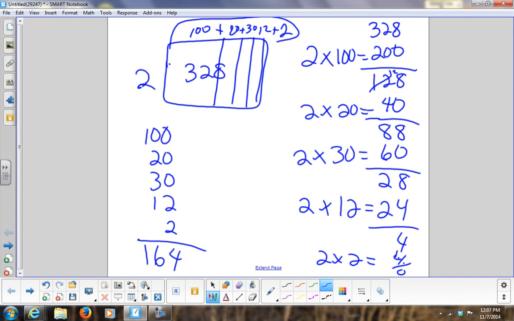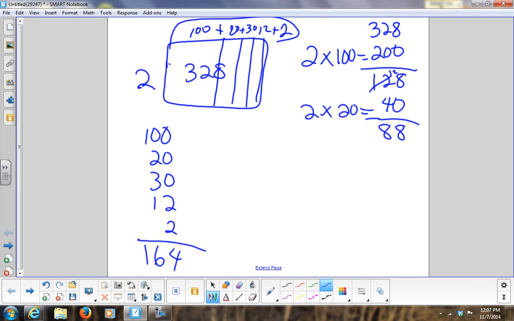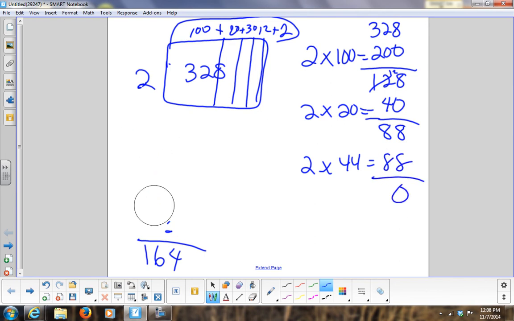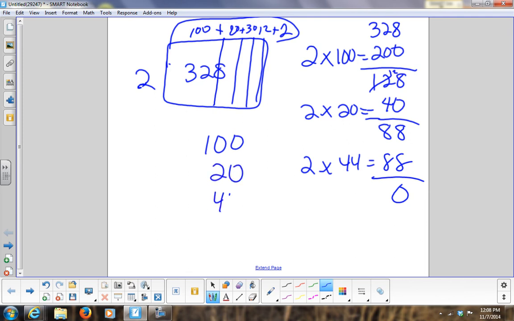Okay, so Mr. Franco, what he did right here is he did 2 times 44. Oops, that's 88. Sorry. Okay, 2 times 44 is 88, right? So then all you got to do is add 100, 20, and 44. Still equals 164, right? Still the same number.